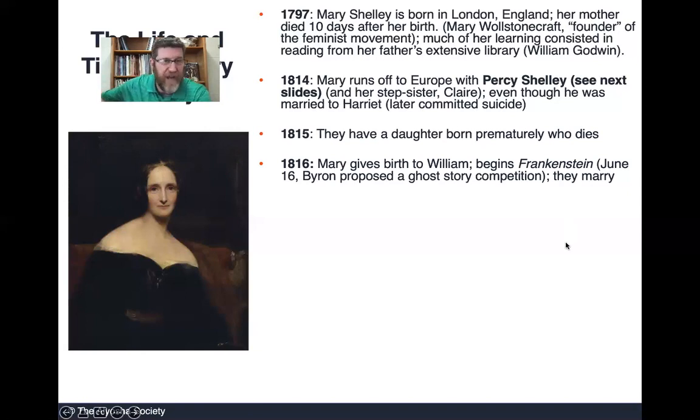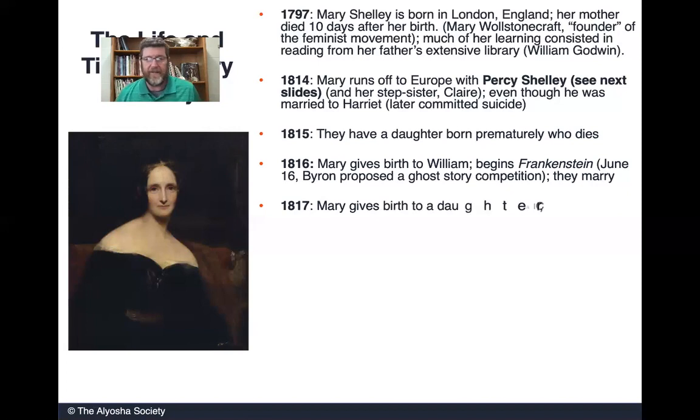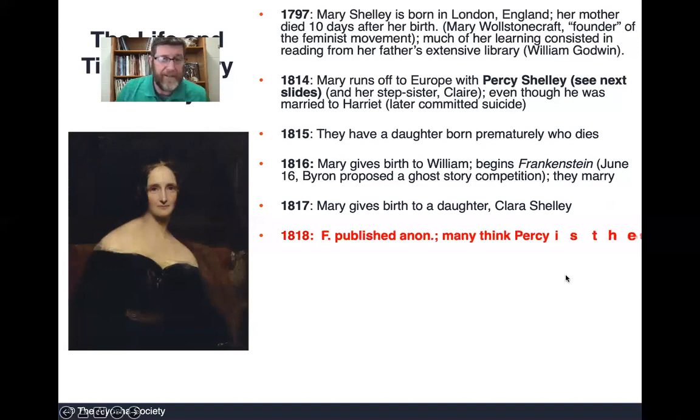She's already lost a child. And she and Percy Shelley get married. The next year, she gives birth to a daughter. She names the daughter Clara. The year after that, Frankenstein is published, but anon. Who's anon? That means anonymously.